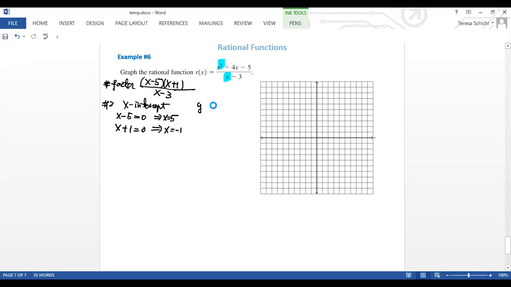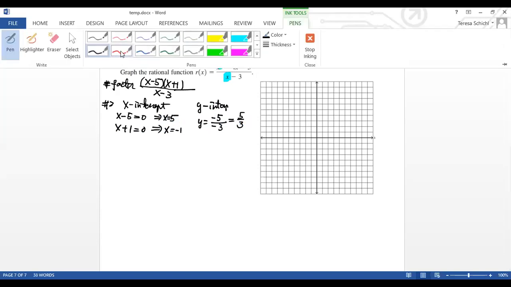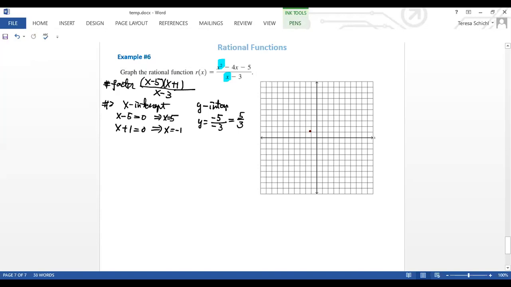Then the y-intercept is when x equal to 0. So when x equal to 0, I have 0 minus 5 in the numerator, so y is negative 5 over negative 3, which is 5/3, right? All right, now let's try to plot my points here.